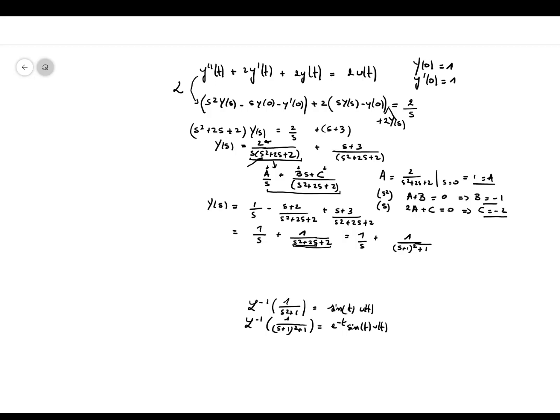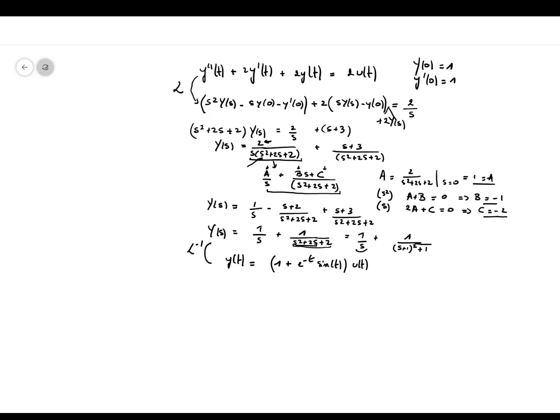Okay, so now this is Y of s again, we go to the time domain again, and what we obtain is y of t is equal to, well, this is the Laplace transform of a step, so we'll have 1, we have this expression here, so e to the minus t sine of t, and the whole thing multiplied by u of t, so don't forget the u of t here to make everything causal.